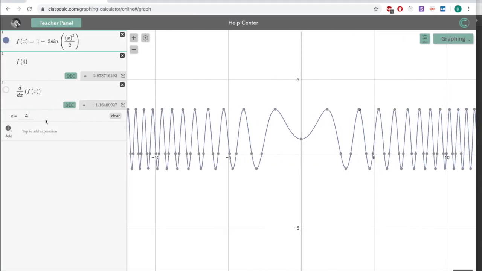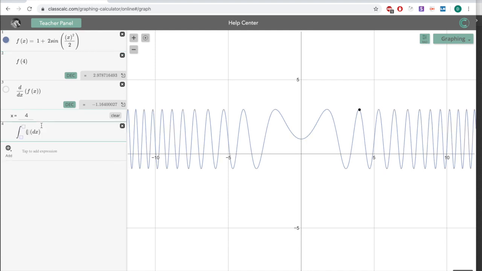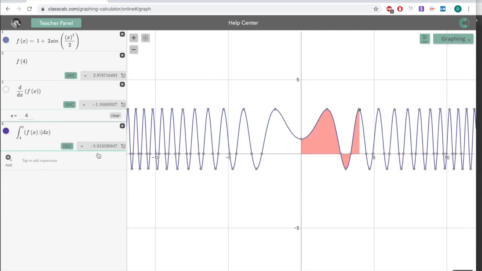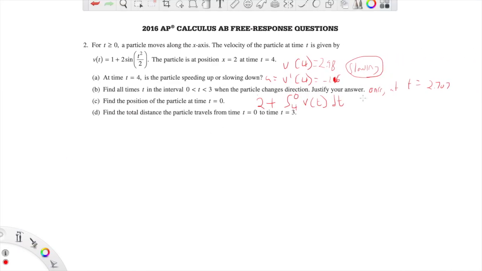We can go down here, integral of f of x, 0 and 4, and that's going to give us 5.815. Oh, sorry, that's actually supposed to be a negative. Negative 5.815, which will give us 2 minus 5.815, negative 3.815.